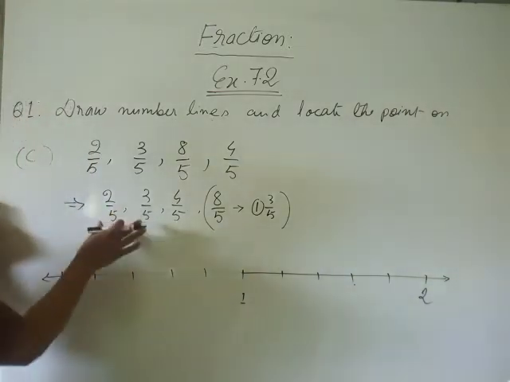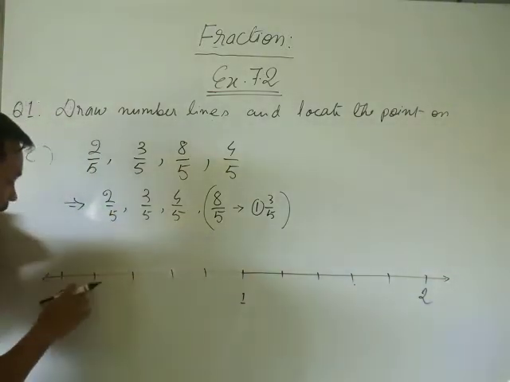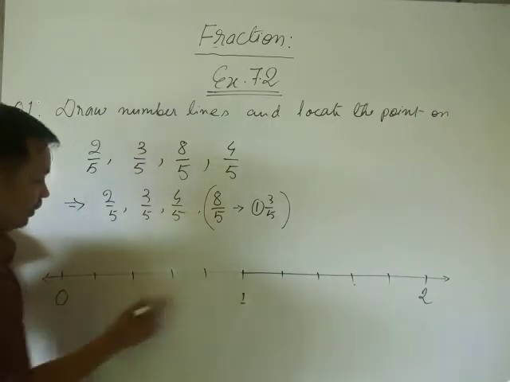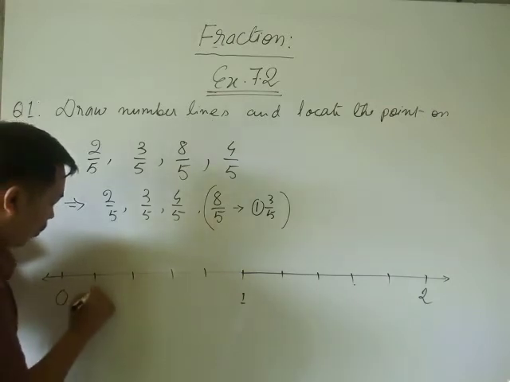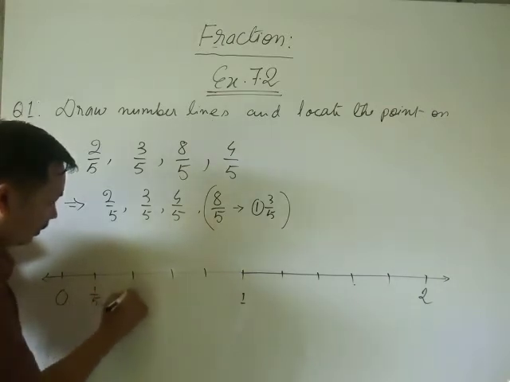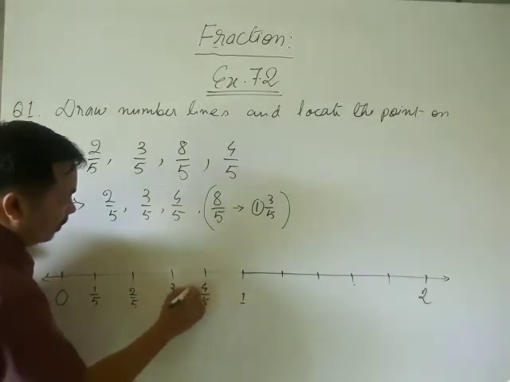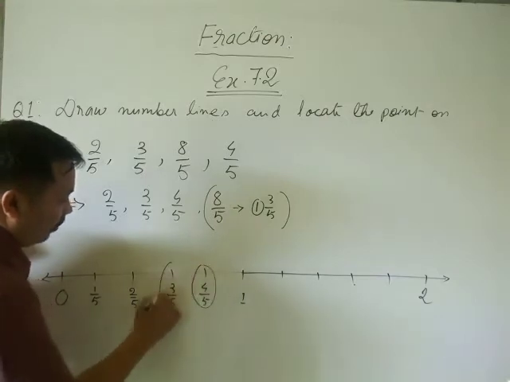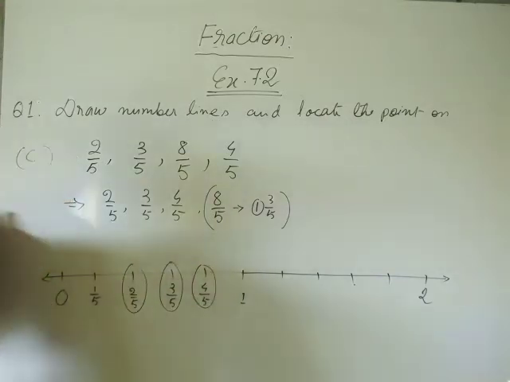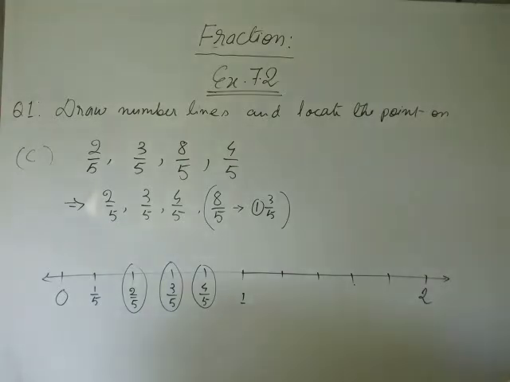Then you see this proper fraction will be here. This is 1 by 5, 2 by 5, 3 by 5, 4 by 5. These are the numbers that we are going to locate. Now what about this 8 by 5?